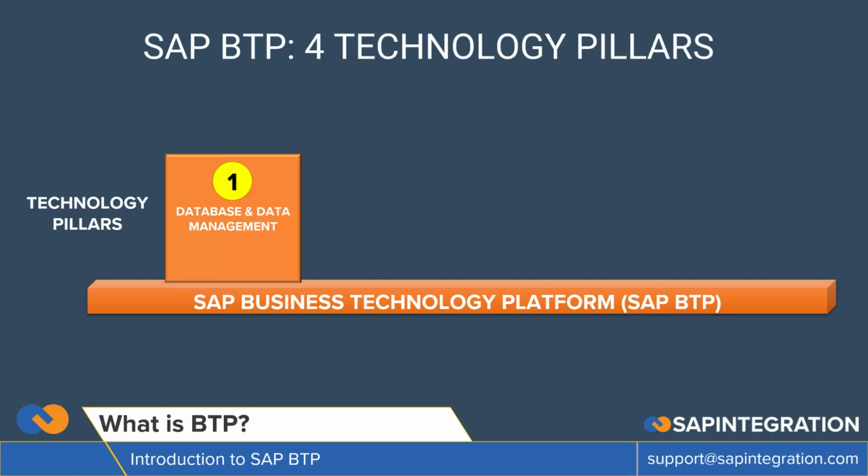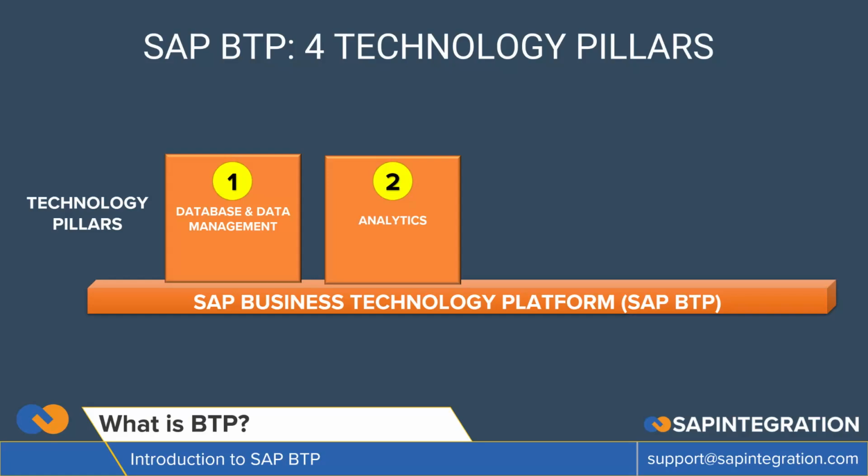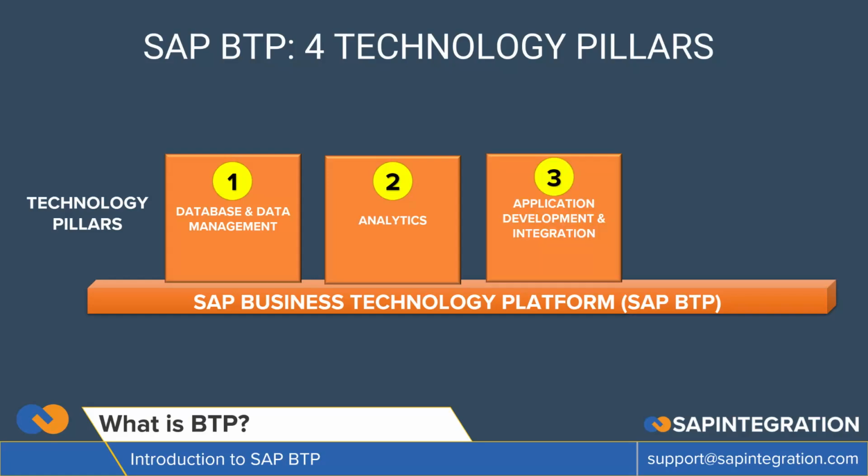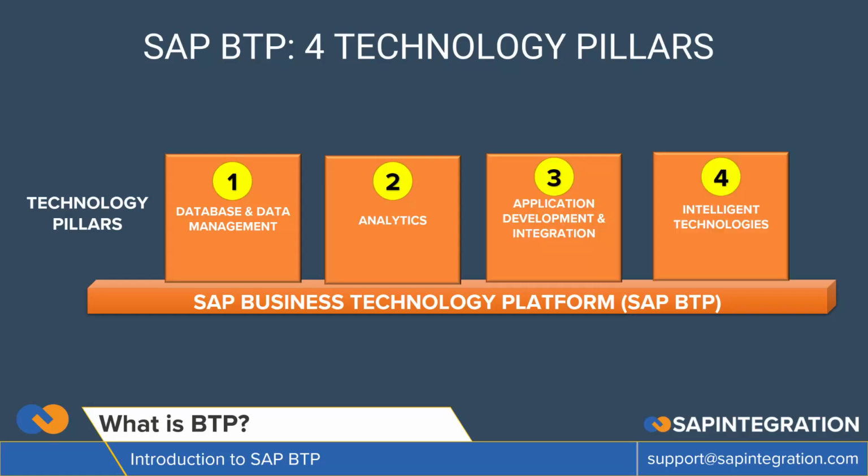The first one is database and data management. The second one is analytics. Third is application development and integration. And the fourth one is intelligent technologies. We will go into each of them in detail and see what the capabilities are inside each of these technology pillars in the upcoming sessions. But you need to understand that SAP BTP tools and capabilities are grouped under one of these technology pillars.